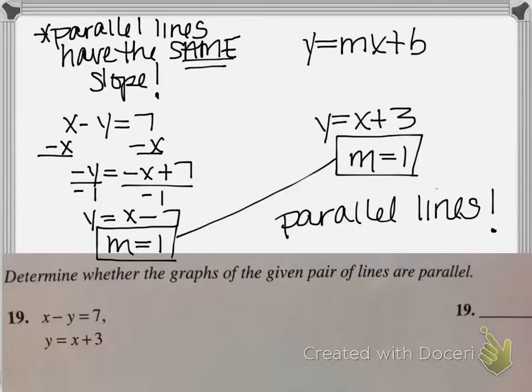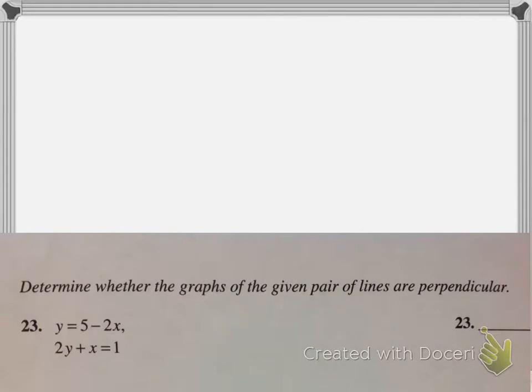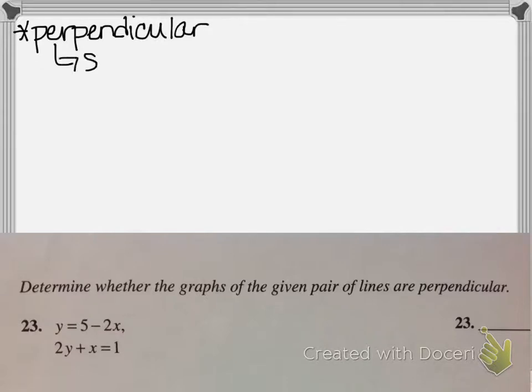Now the other type of lines that we're going to talk about in this lesson are perpendicular lines. So we would have a similar process. Now parallel lines have the same slope. Perpendicular lines, I like to say, have slopes that are negative reciprocals of one another.